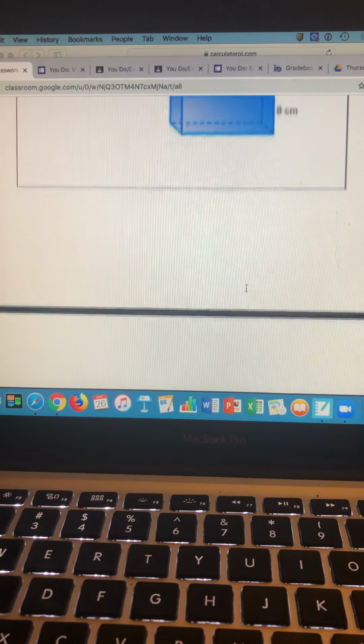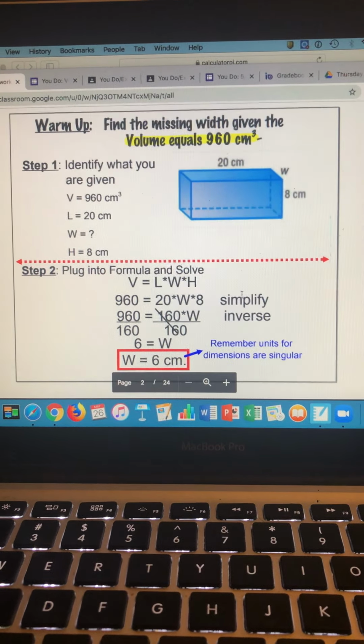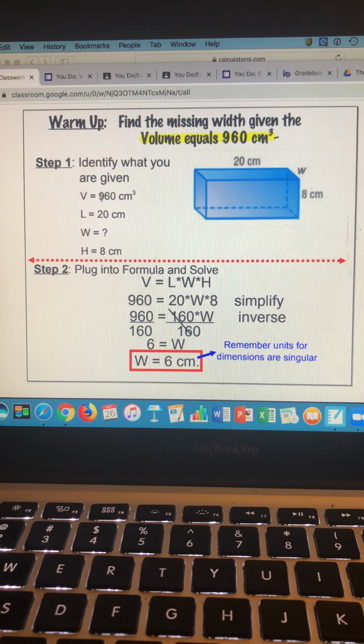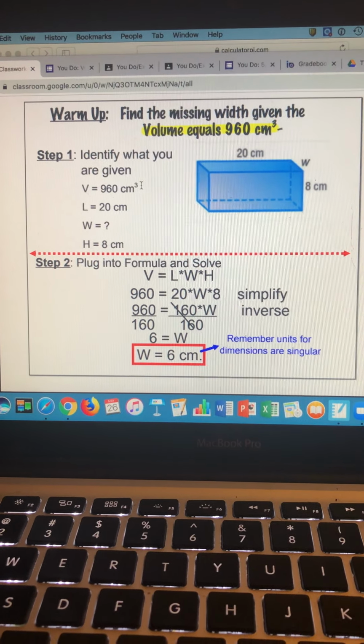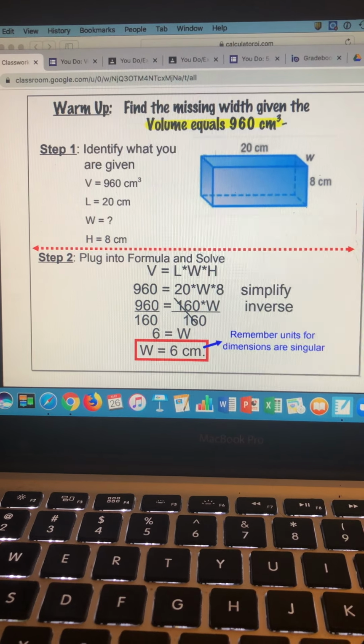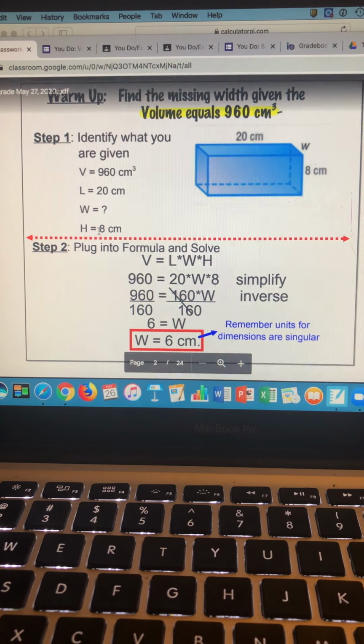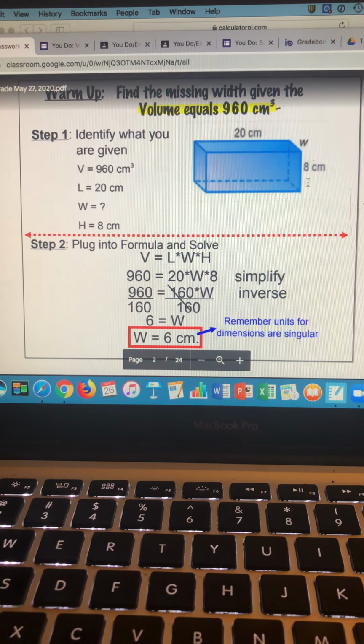Let me scroll. There we go. Again, first thing you want to do is identify what information you were given. We were given the volume, which was in cubic centimeters. We were given the length, which is up here, 20 centimeters. We weren't given the width, but we were given the height, how tall it was, which was 8.